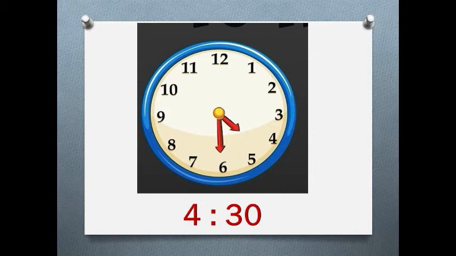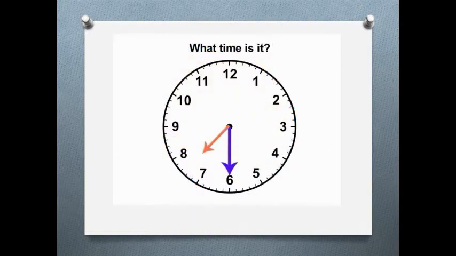Similarly, now say what time is this? Minute hand is pointing to 6 and the hour hand is pointing between 7 and 8. So the time is 7:30. This we can write as 7:30.